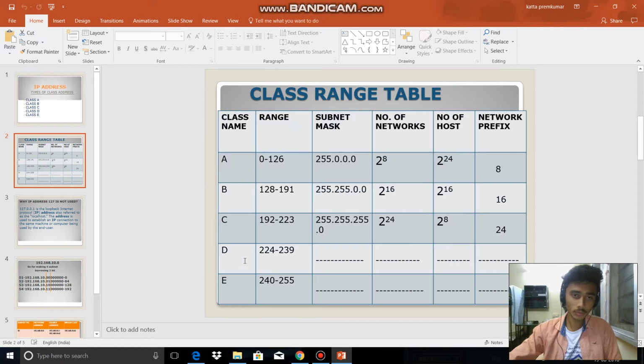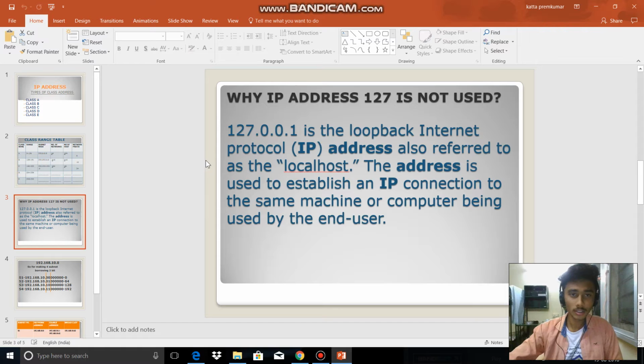And we have two more classes, D and E. They are not for general use, with range 224 to 239 for class D and 240 to 255 for class E, and there is no subnet mask, number of networks, number of hosts or network prefix. Next we will go to the next slide.